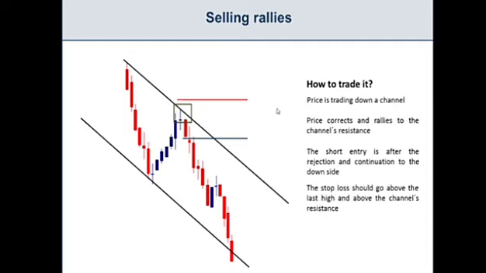The stop loss should go above the previous high and the channel's resistance, because if price reverses and breaks the resistance and this high, we are shifting trends and we should no longer be short on this asset. And of course, we follow price and manually take profit at the test of the channel's support. And again, here we have an amazing risk to reward ratio.